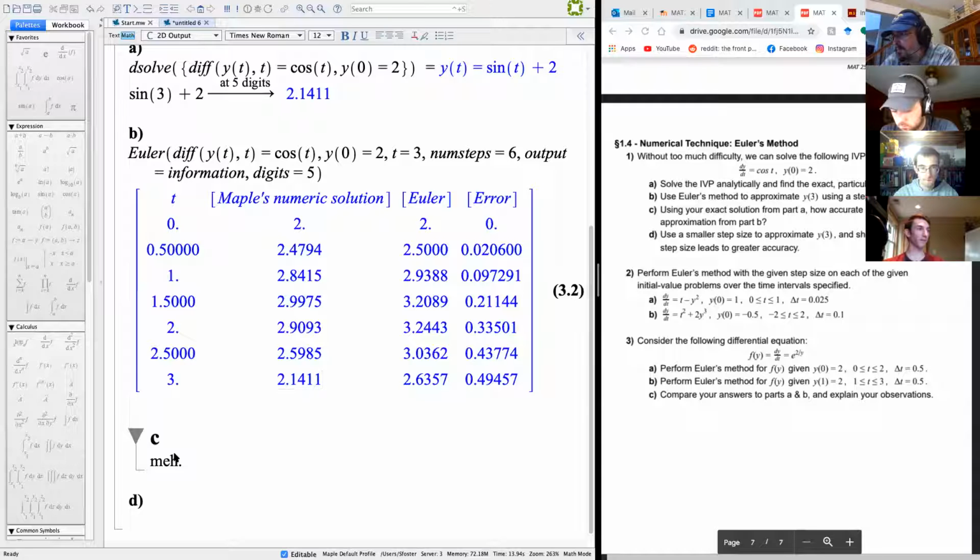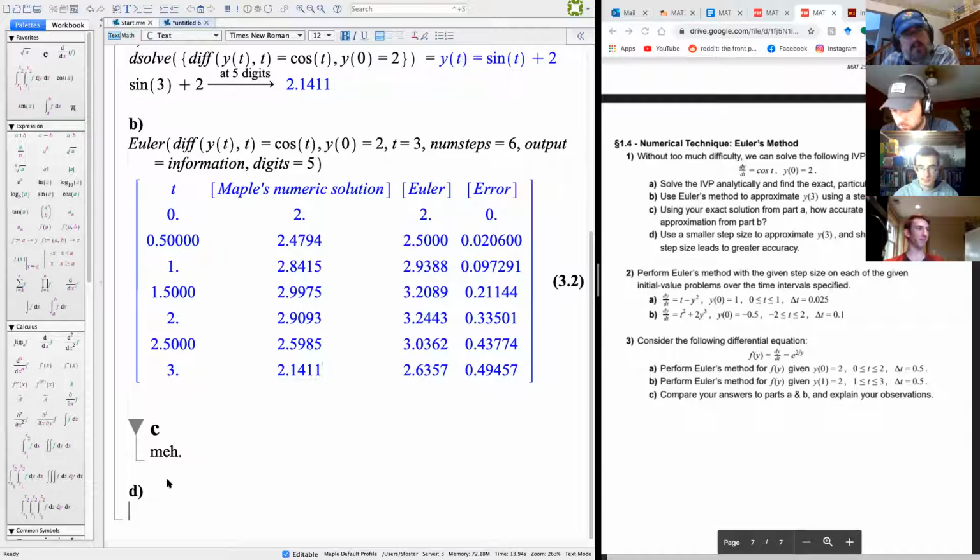Use a smaller step size. D is when we ran out of time. Okay. So if you copy and paste that code right there, and then we'll just change.